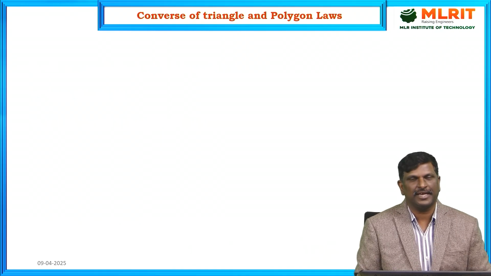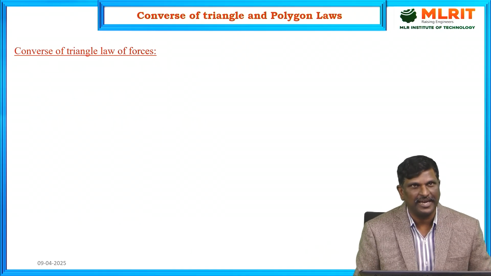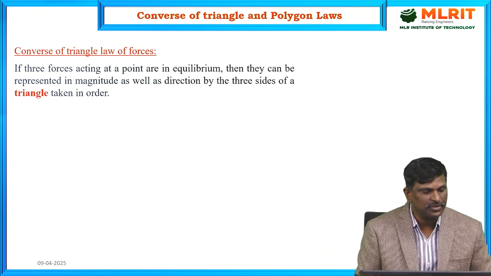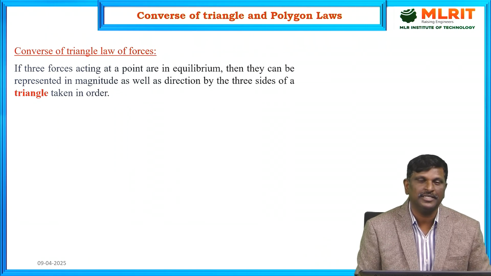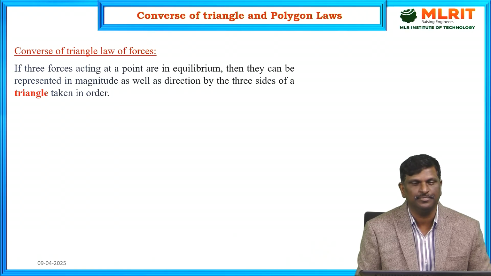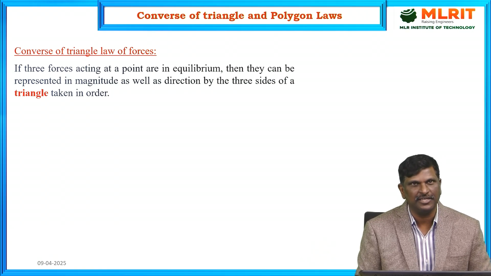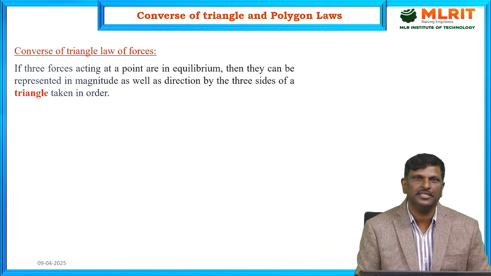Converse of triangle law and polygon law. Let us see the converse of triangle law. The converse of triangle law states that if three forces acting at a point are in equilibrium, then they can be represented in magnitude as well as direction by the three sides of a triangle taken in order.